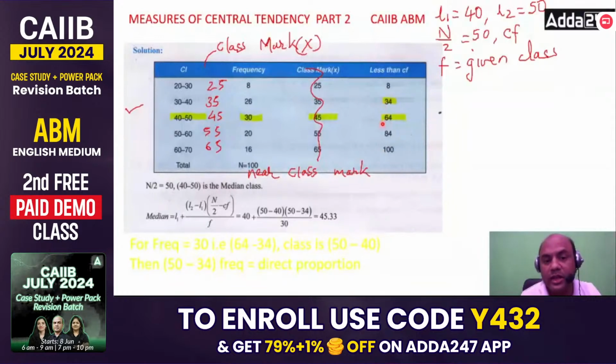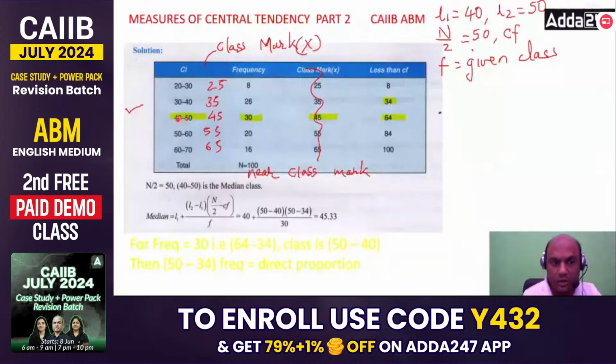So now what do you want? N upon 2. What was N upon 2? 50. So where does 50 lie? You should search in this cumulative frequency. 50 will lie between 34 and 64. So you will take this class, 40 and 50. Wherever you get the cumulative frequency half, 50, take that class, the next one, not the earlier one. Don't take 34. Take the next one.